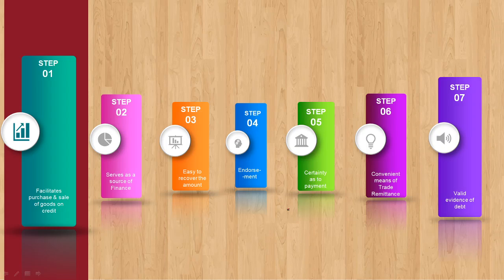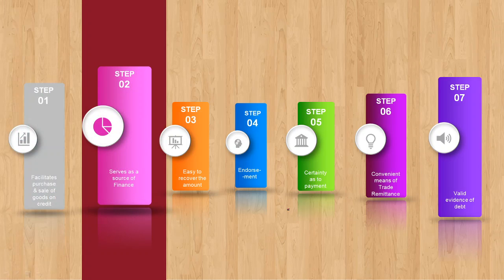Why? Because a bill of exchange is an unconditional promise to pay. So because of the bill of exchange, there is a surety that the amount will be received, since it is a legal document. The second one is that it serves as a source of finance. Now, a bill of exchange is a source of finance.